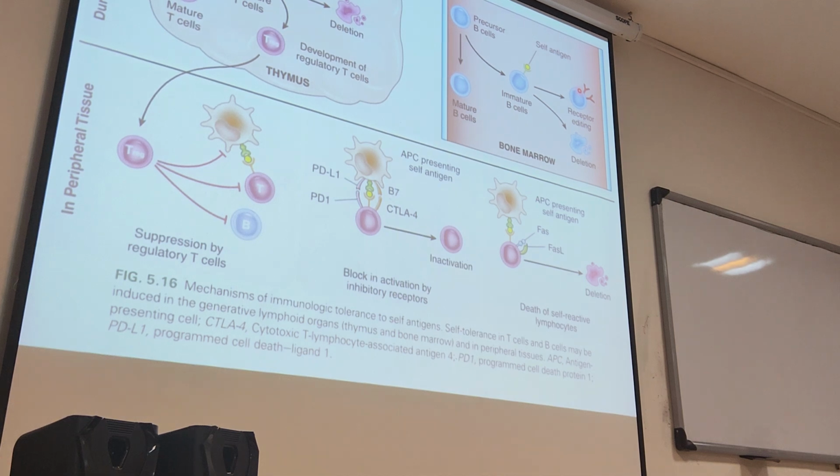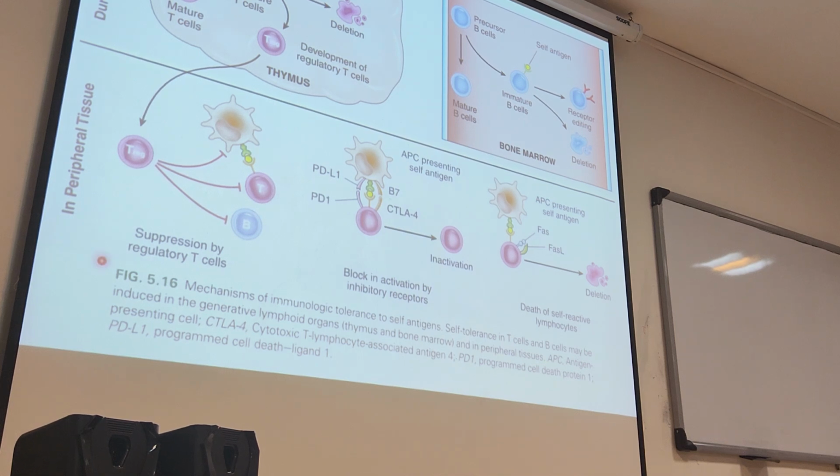Okay? So about T cells, we have apoptosis. About B cells, first we have receptor editing. If it's not successful, we have apoptosis. Yeah? So this is what takes place in central tolerance, in the thymus and bone marrow.